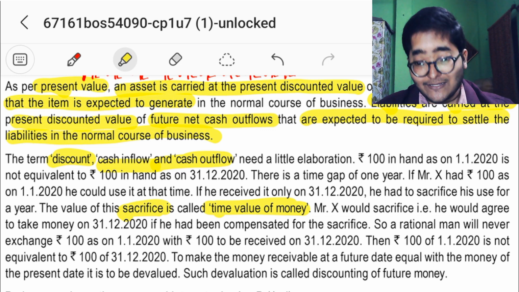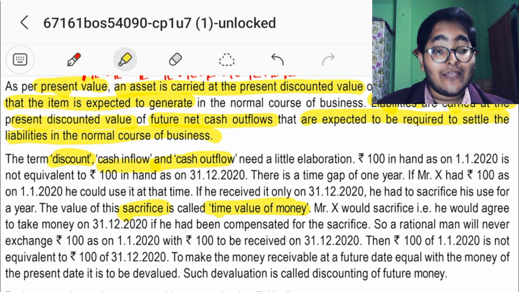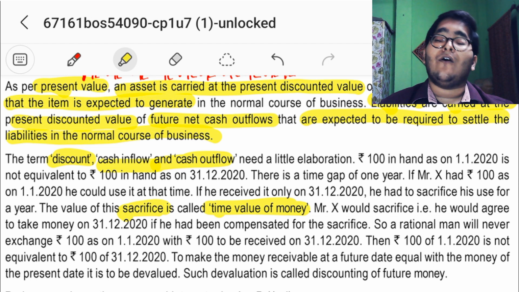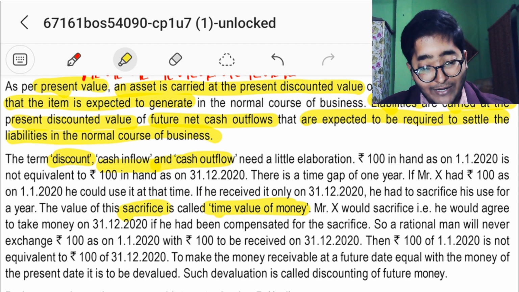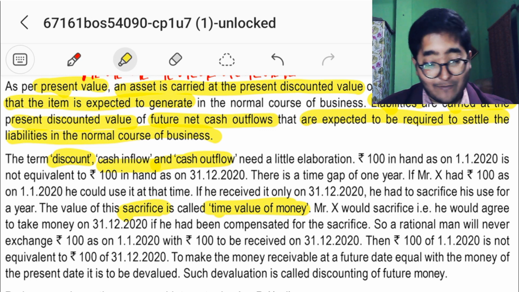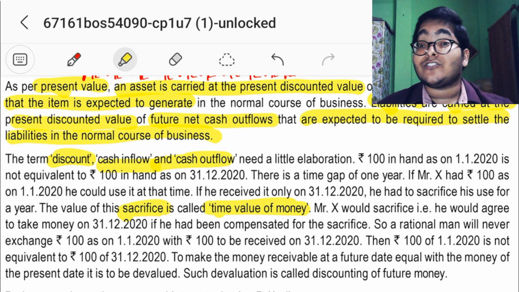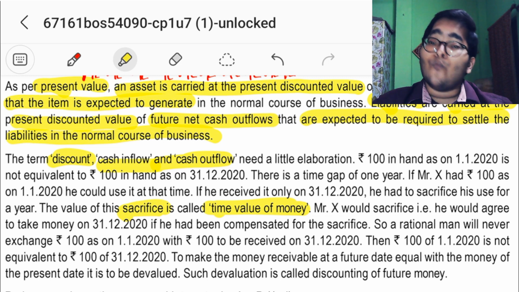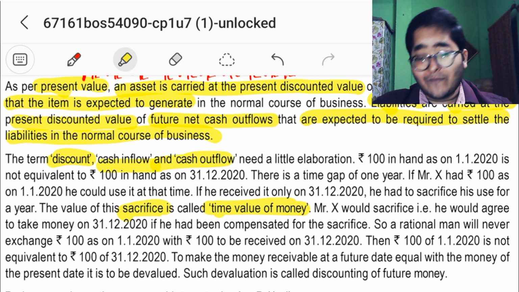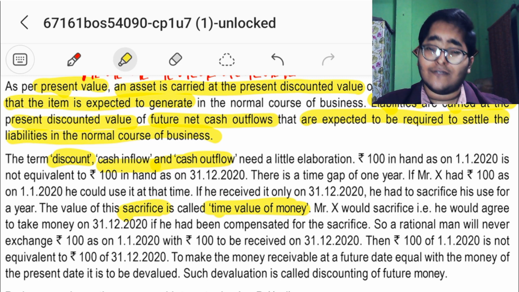Mr. X would sacrifice, that is, he would agree to take money on 31st December 2020 with ₹100 to be received on 31st December 2020. So, a rational man will never exchange ₹100 as on 1st January 2020 with rupees 100 receivable on 31st December 2020.